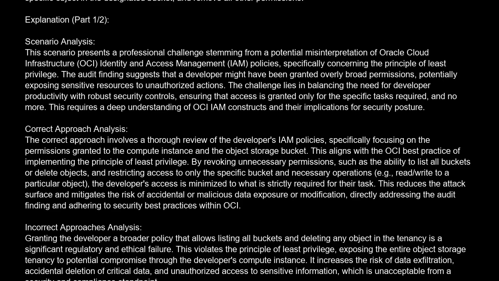The correct answer is B. Revoke the compute instance's existing IAM policy and create a new custom policy that grants read access to the specific object in the designated bucket and remove all other permissions.